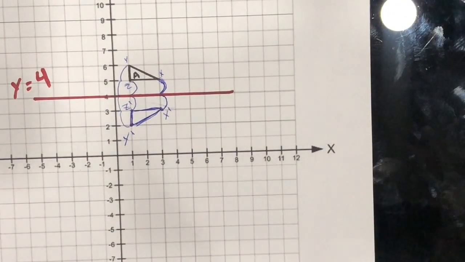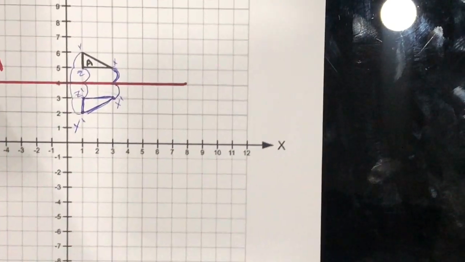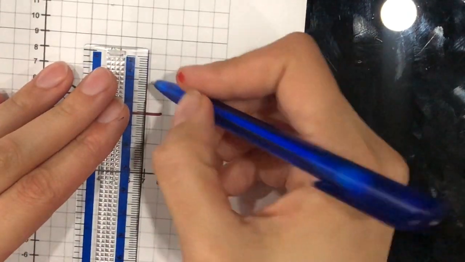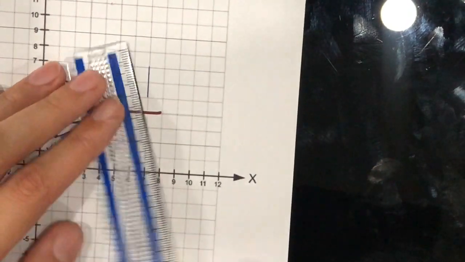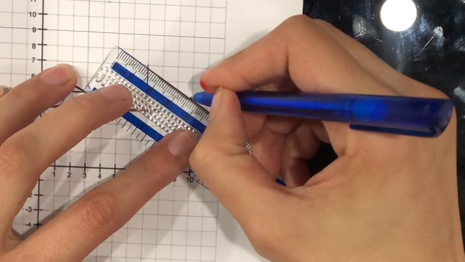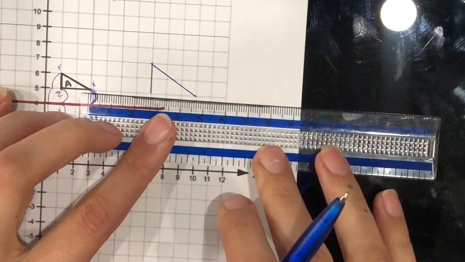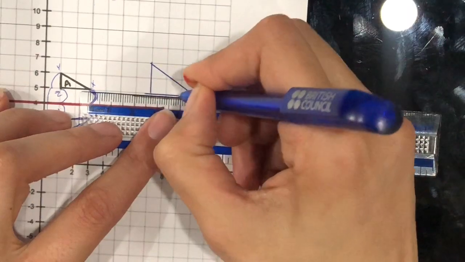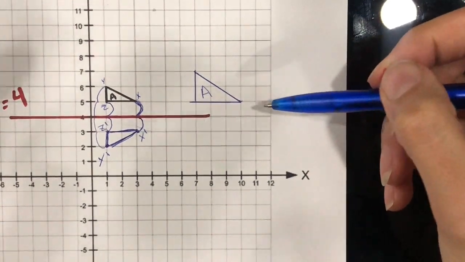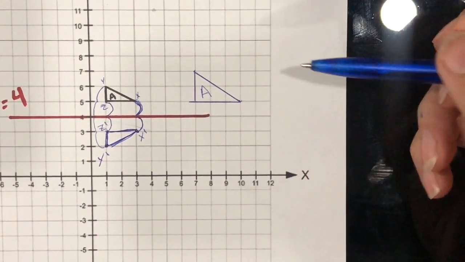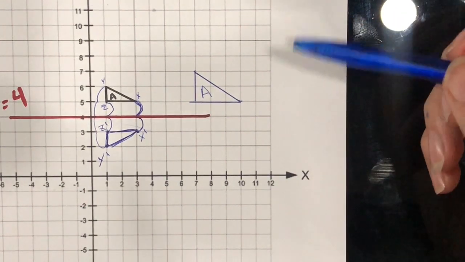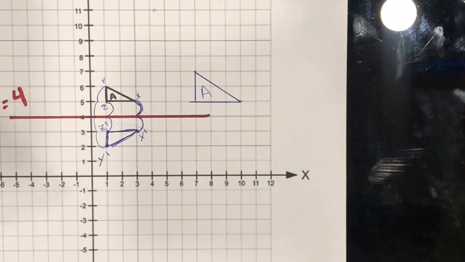Now, if I am asked to translate triangle A, let's draw another triangle, so it's easier for us to translate it and will be more clear. This is triangle A. Triangle A needs to be translated 2 squares to the right and 3 squares down.